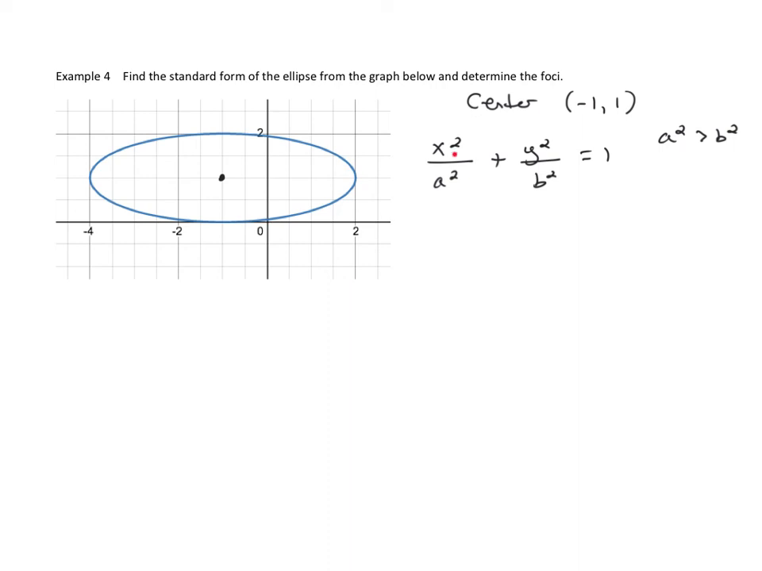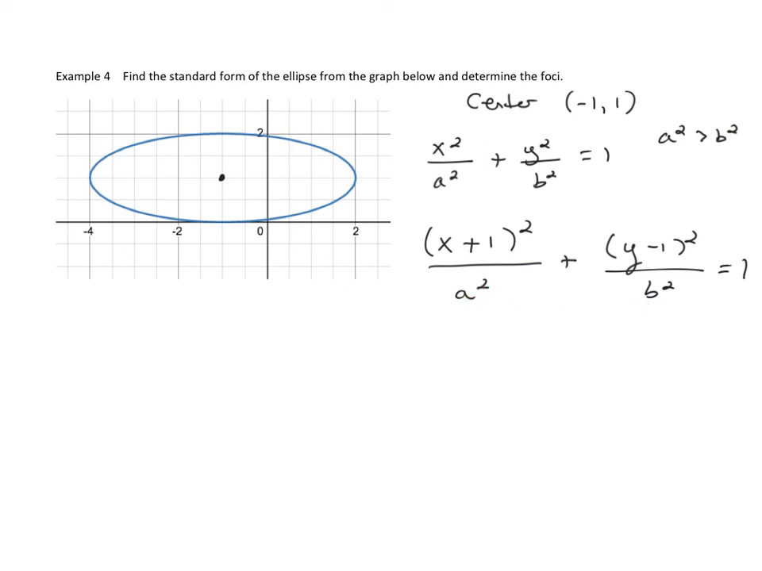What you can do if you want to shift this over to a center of -1, 1 is you do the following. It would be x minus the x value here, so x minus a -1 is really x plus 1 squared over a squared. And then we add on y minus 1 squared over b squared is equal to 1. To complete this equation, all we need to know is what is a and what is b.